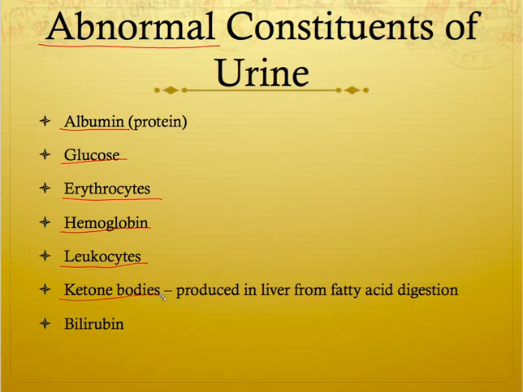Ketone bodies are produced in the liver. When you digest fatty acids, you produce these things called ketone bodies. If we have an abundance of those, they will be present in your urine, which isn't a good thing. And we have bilirubin, which is also in your liver. If you have some sort of liver disorder, you'll find these things present in your urine, which isn't ever a great thing. But it's a sign that there's something else going on internally that maybe you weren't aware of before.